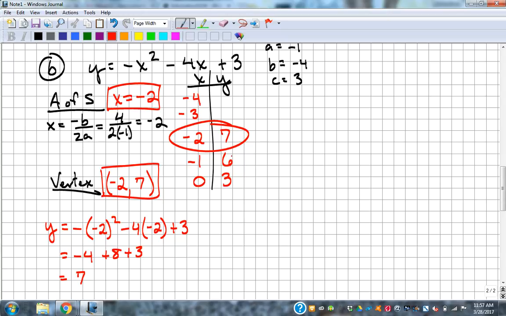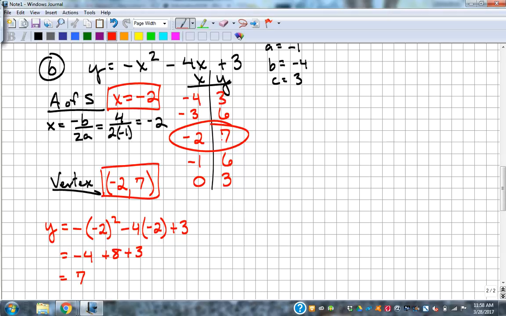Let's go to the bigger numbers, the -3 and the -4. That should be a little bit more difficult to plug in, but maybe we can do it. So if I plug in -3, that'd be 9, make it negative, plus 12. -9 plus 12 is 3. 3 plus 3 is 6. I plug in -4. That'd be -16 plus 16, 0, plus 3 is 3.